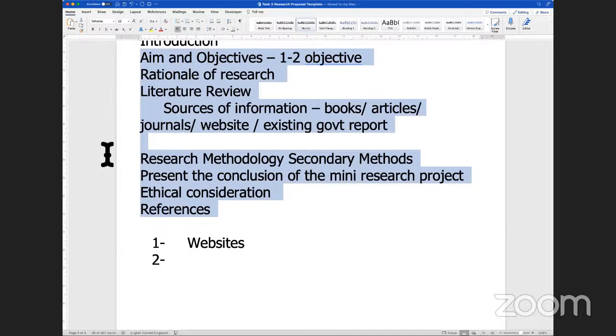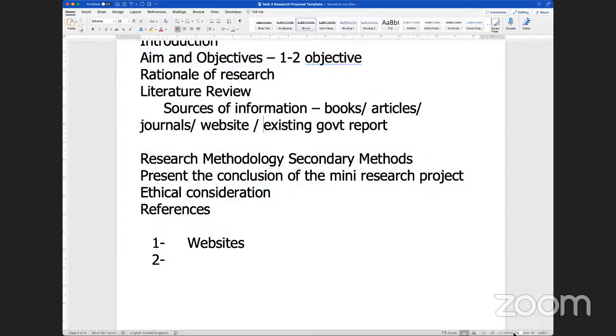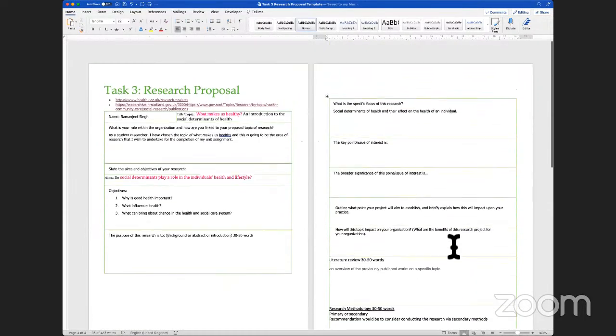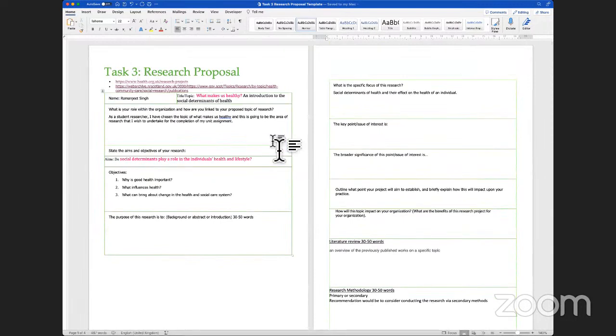So it'll be best if you send me a copy of your research proposal topic, and this is something on which I can give feedback.